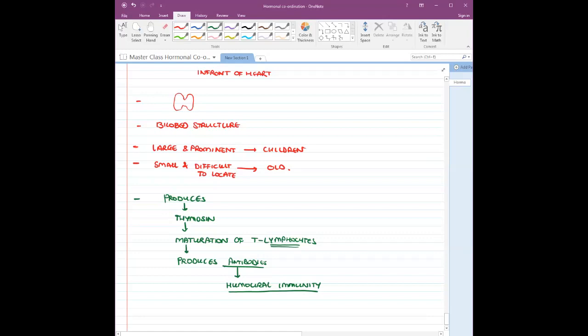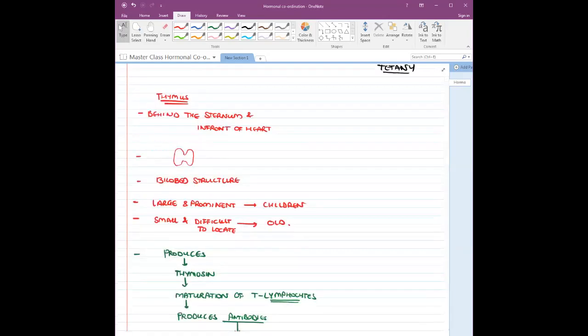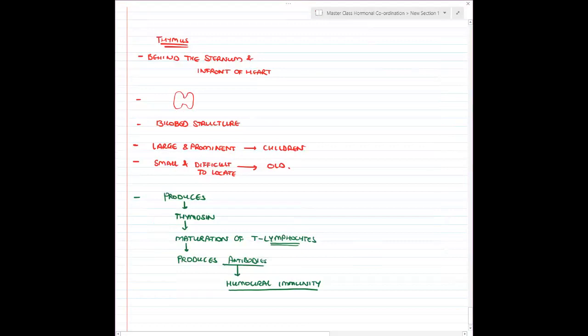Okay, everybody all right with this? Got this part, guys? So that's it. That is what we need to know with regards to thymus. One very important thing, what is the hormone that is going to be produced? The hormone is going to be your thymosin.